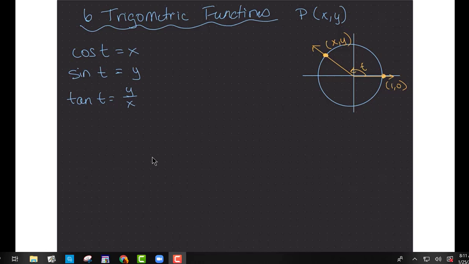And then I like writing these right next to these. From cosine, there is this one called secant. Secant of t is just our 1 over x, so it's the same thing as 1 over cosine. Then there is cosecant of t, which is 1 over y. And cotangent of t, which is x over y.